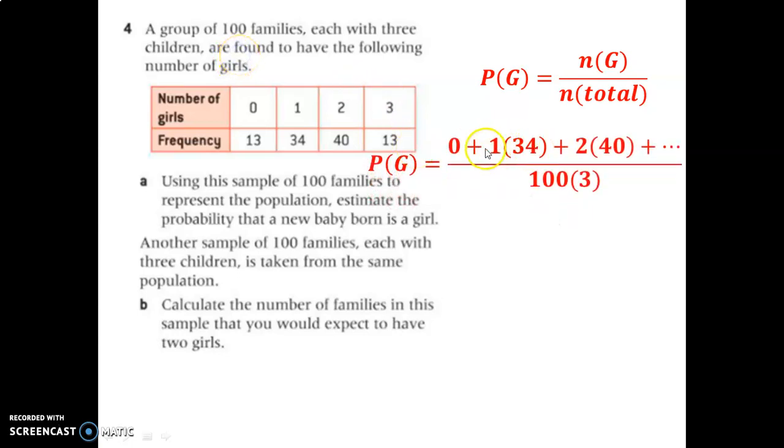So that's how we find our probability, because we always need our probability first in order to run the expected value or anything else, right? So that's the probability. Here's the number of girls we have, and here's the total number of children. And what that gives us is this, 153 over 300, which works out to 0.51. And that number makes sense.